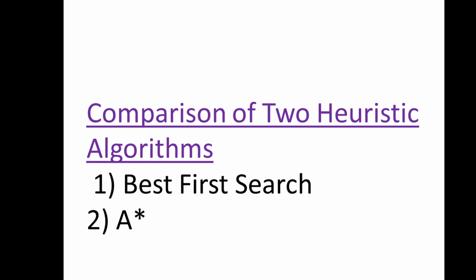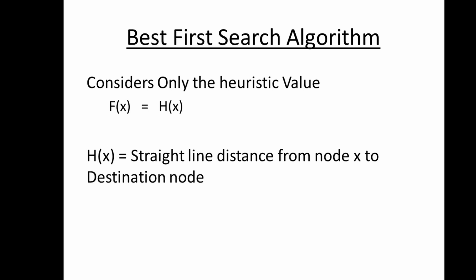Hello everyone. In this video, we are going to see a comparison of two heuristic algorithms, which are search algorithms that use heuristic logic. One of them is best first search, and the other one is the A-star algorithm. Let's first see briefly how best first and A-star work.